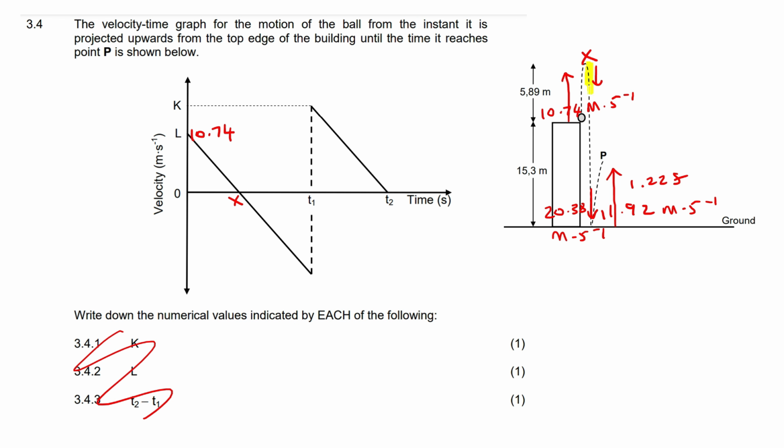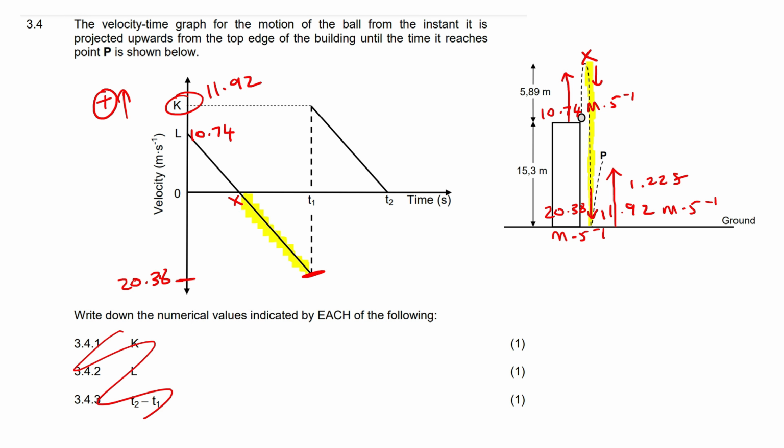This part here, where it goes down, is going to be all of this, up to there. We know that it hits the ground at a velocity of 20.38. And then immediately it would start going upwards again. If it's going upwards, then the velocity would be positive, because they chose positive as upwards. So when it's going upwards again, would be this part over here.